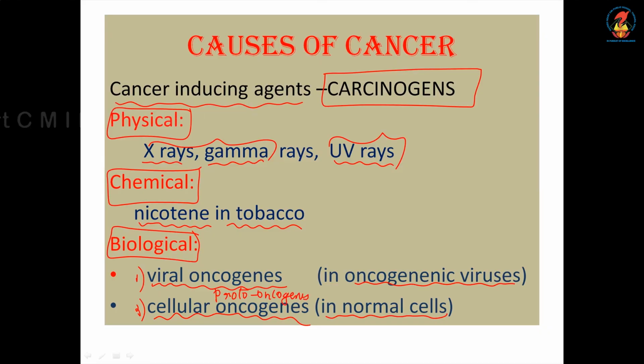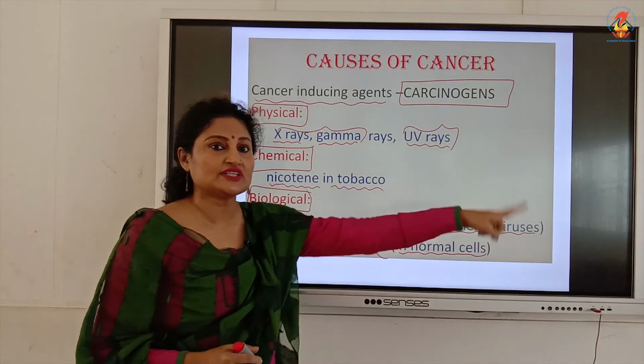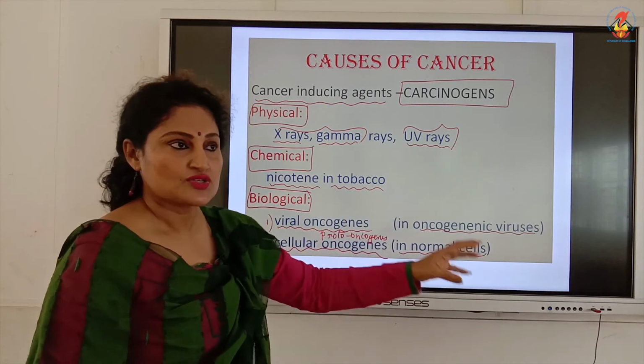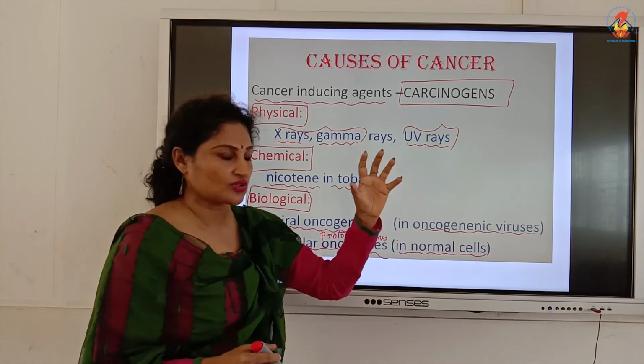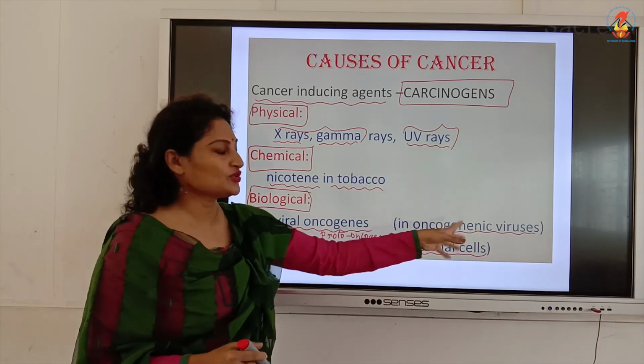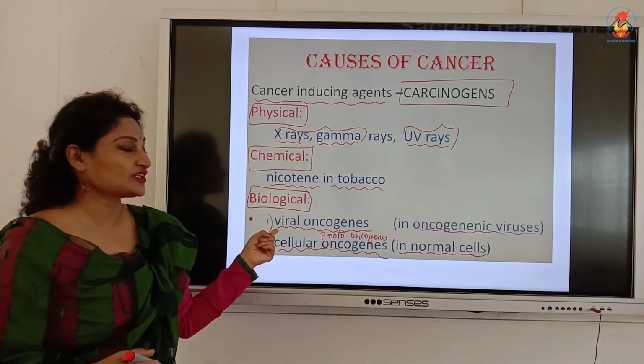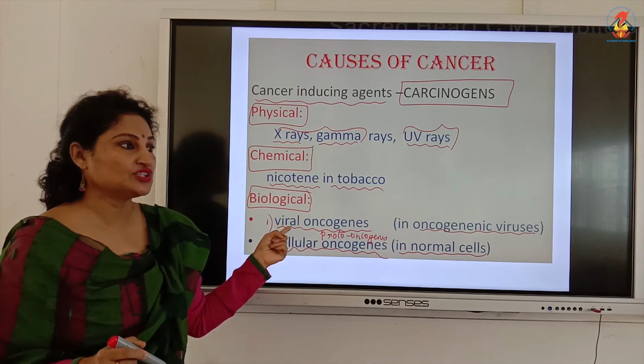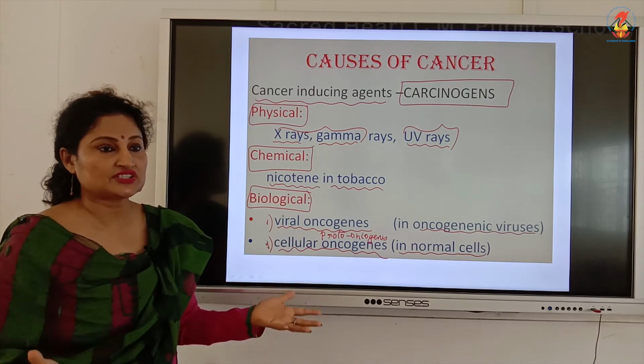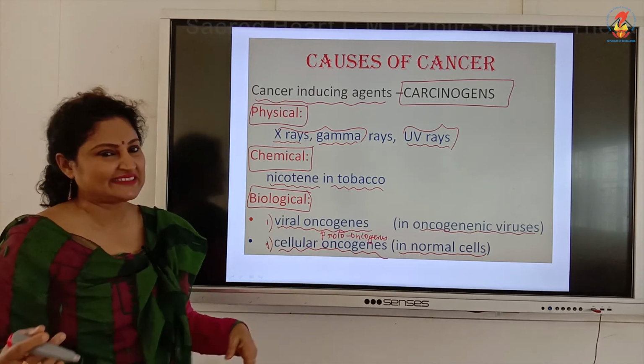So once again, biological carcinogens include viral oncogenes and cellular oncogenes. Viral oncogenes are present in oncogenic viruses. We know different types of virus. So the category of virus which has these oncogenes is called oncogenic virus. If we are invaded by these oncogenic viruses, they introduce what into our body? Viral oncogenes, which bring about oncogenic transformation or malignancy.